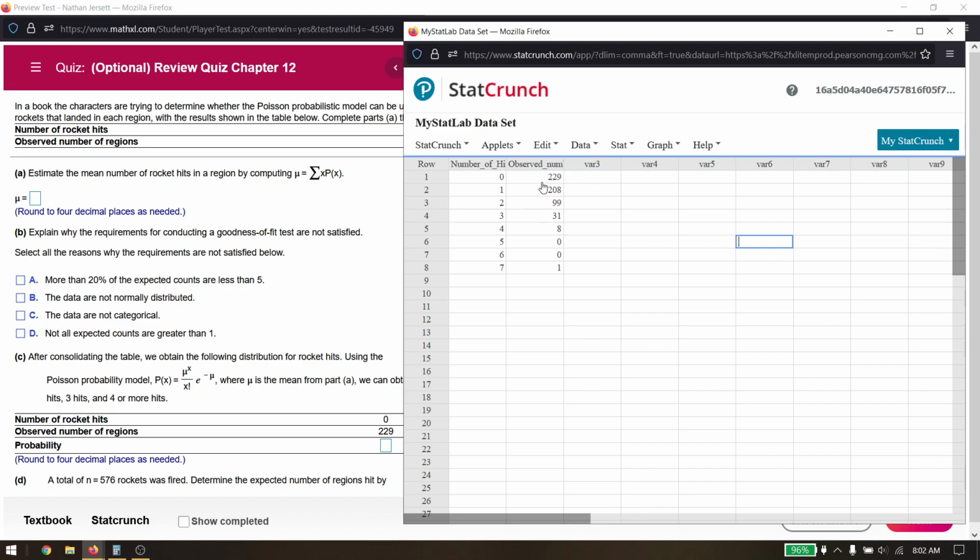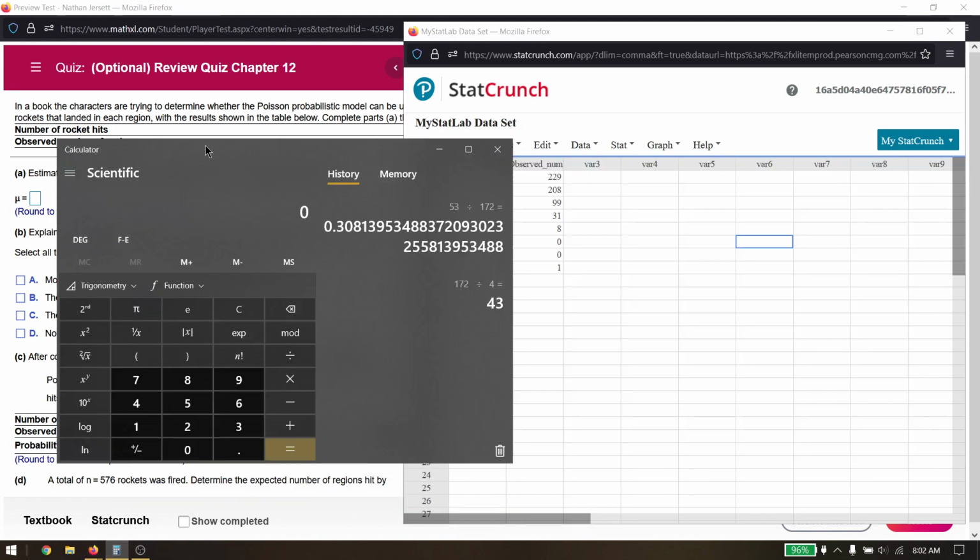So what we're going to do is take all of these things, add them together, and then divide by the total to get the probability of each. So let's first find the sum here. I can do that pretty quick by just calculating it. 229 plus 208 plus 99, 31, 8, and 1.